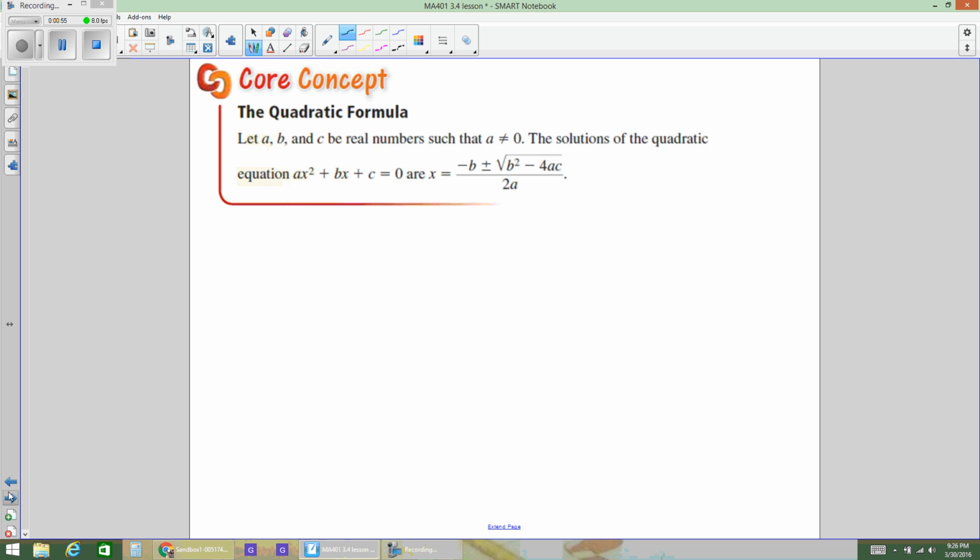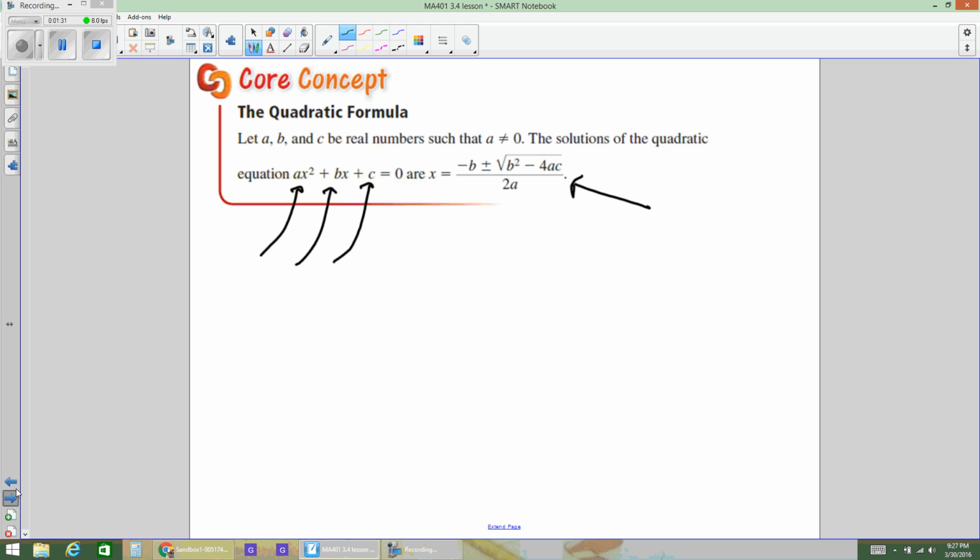When we say a's and b's and c's, we're talking about the coefficients of our x squared and x terms, and then c, of course, is our constant. And when I say all over 2a, it's because you should notice that it is all over the 2 times a, including the opposite of b part. So one more time, x equals the opposite of b plus or minus the square root of b squared minus 4ac all over 2a.